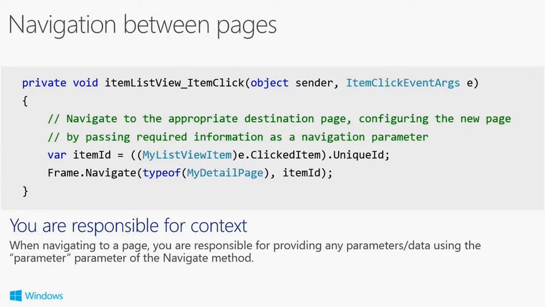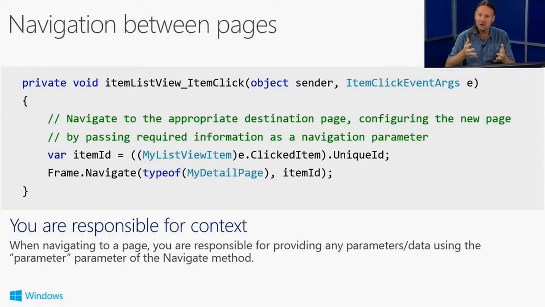So you get an item click event handler, or an item selected, or some kind of event handler associated with selecting an item. And you'll have some code in there where, if you think of a master detail kind of thing, you're going to navigate from your list page to a detail page. So here we've got a frame.navigate, which is the way that you navigate to a different page. On any page in your app, you can call frame.navigate, typeof, and then you just put the object type of the page where you want to go.